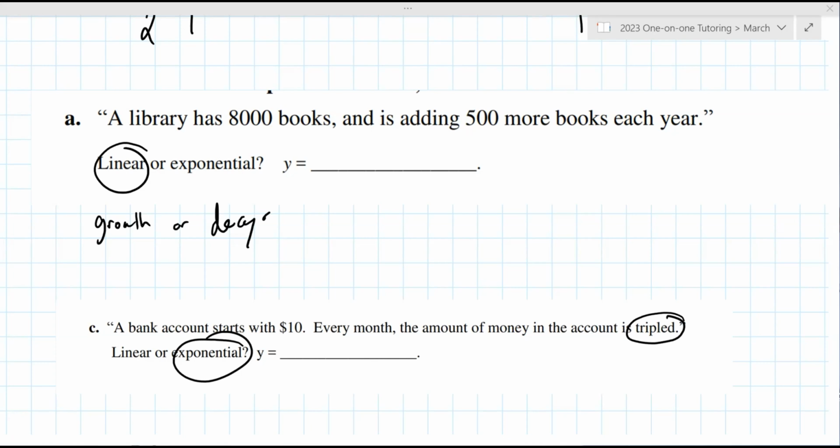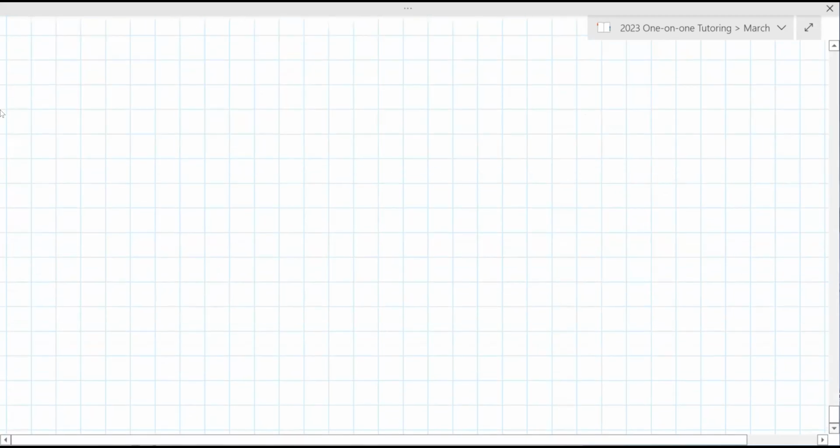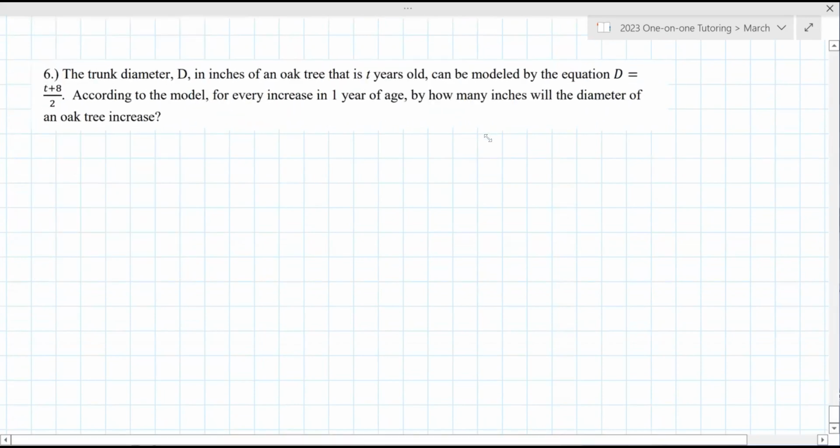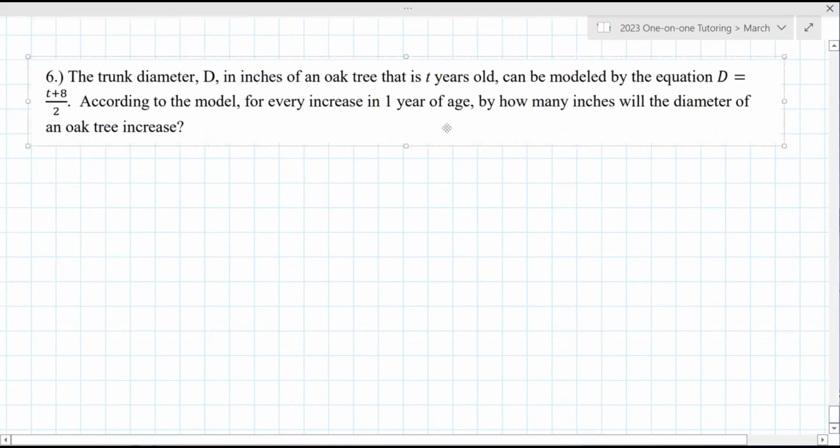Let's look at a new problem here. The trunk diameter D in inches of an oak tree that is T years old can be modeled by the equation D equals (T plus 8) divided by 2. According to the model, for every increase in 1 year of age, by how many inches will the diameter of the oak tree increase? All right, so is this linear or exponential?